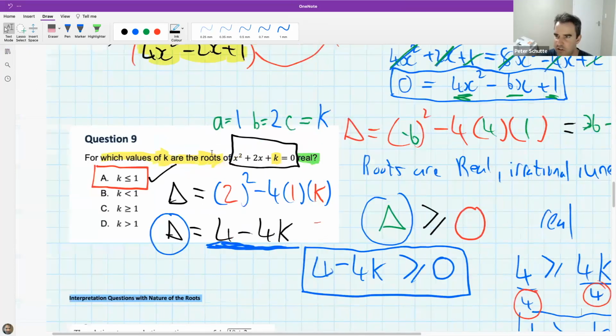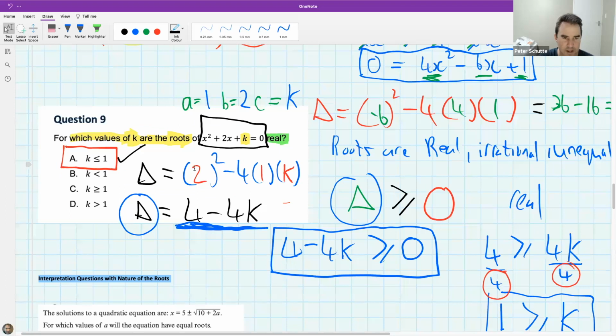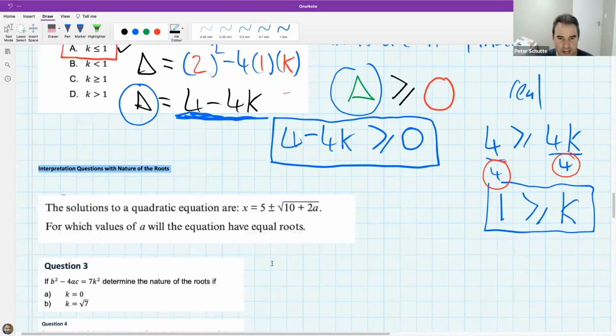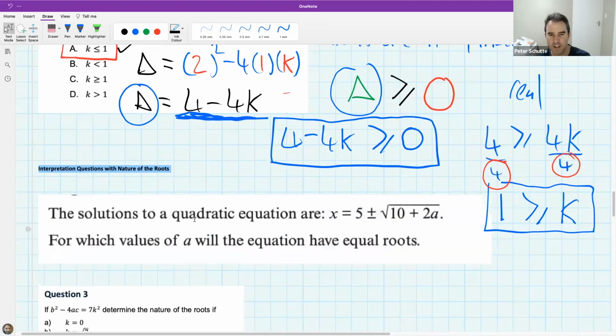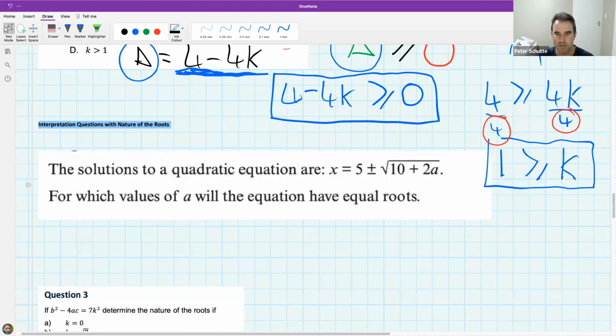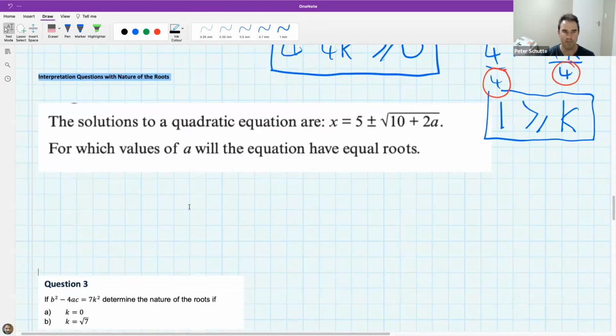Okay, let's go back to the second half for the last bit of this lesson. And we're going to do some what I call interpretation questions. So these are going to look a little bit more wordy and we might have to clarify what's going on. But let's try them anyway.